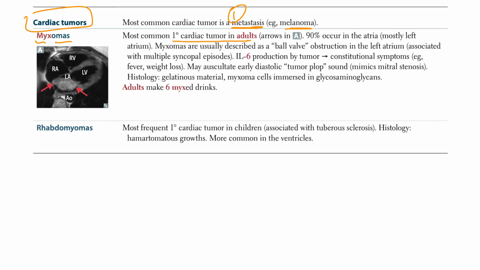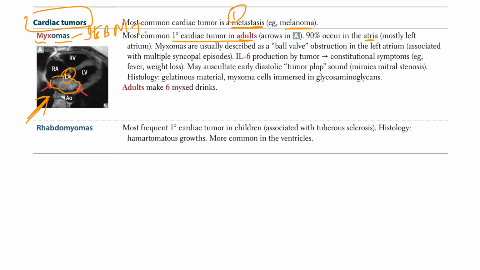Okay, what is myxoma? It's a benign mesenchymal tumor, seen in adults. Arrows in A, we can see myxoma right here. 90% occurs in atria, as you can see right here, mostly in the left atrium. Yes, it is in the left atrium.